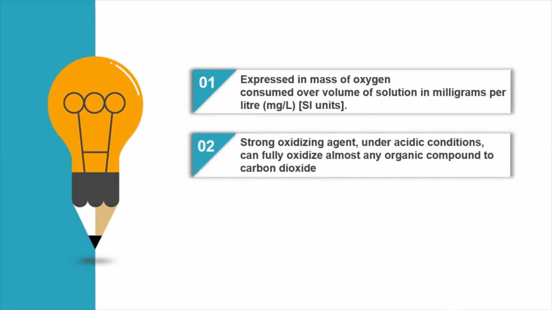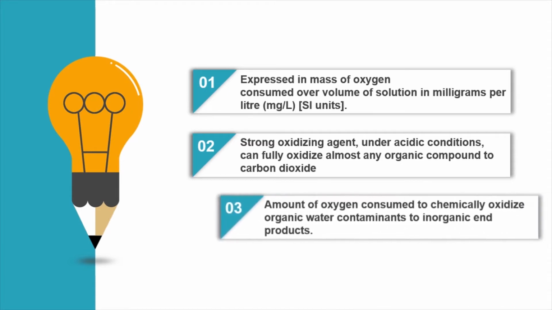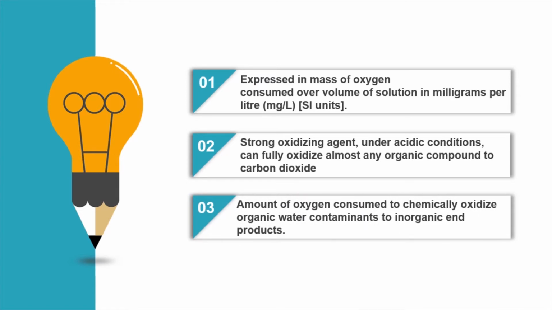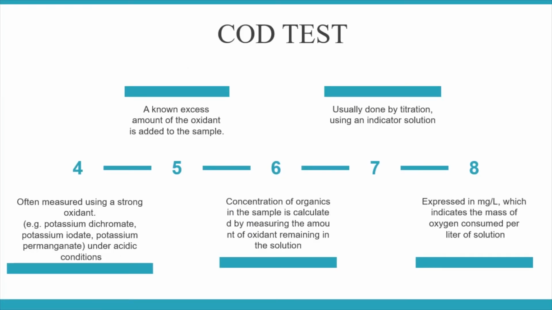This test is based on the fact that a strong oxidizing agent under acidic conditions can fully oxidize almost any organic compound to carbon dioxide. The COD is the amount of oxygen consumed to chemically oxidize organic water contaminants to inorganic end products. The COD is often measured using strong oxidants, for example potassium dichromate, potassium iodate, potassium permanganate under acidic conditions.